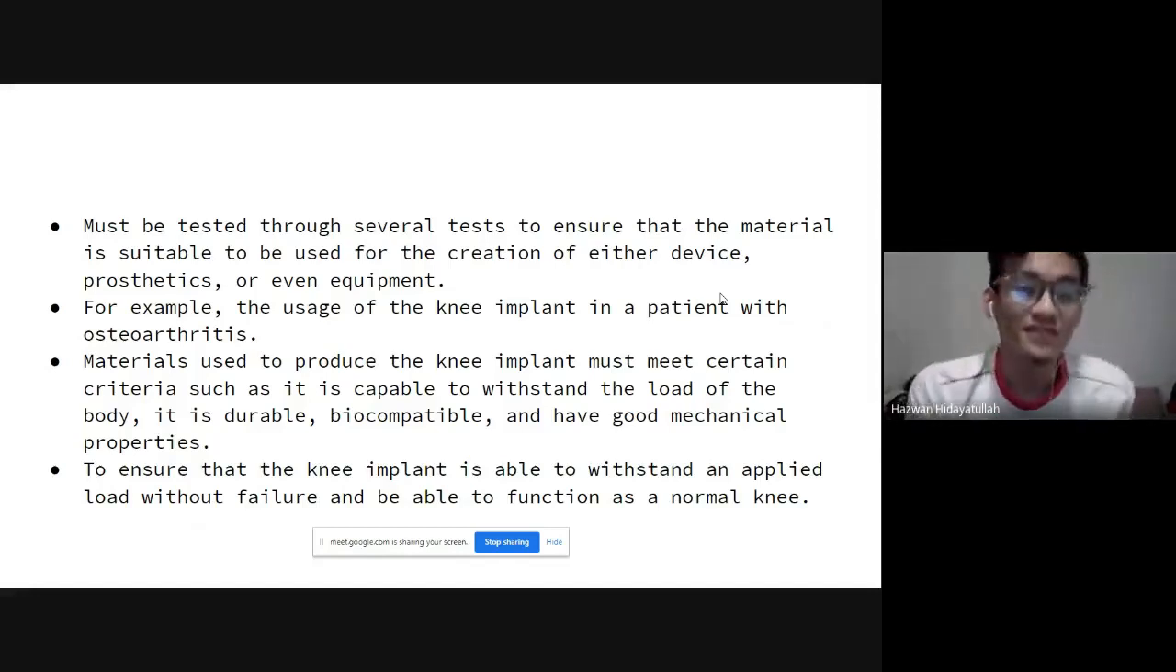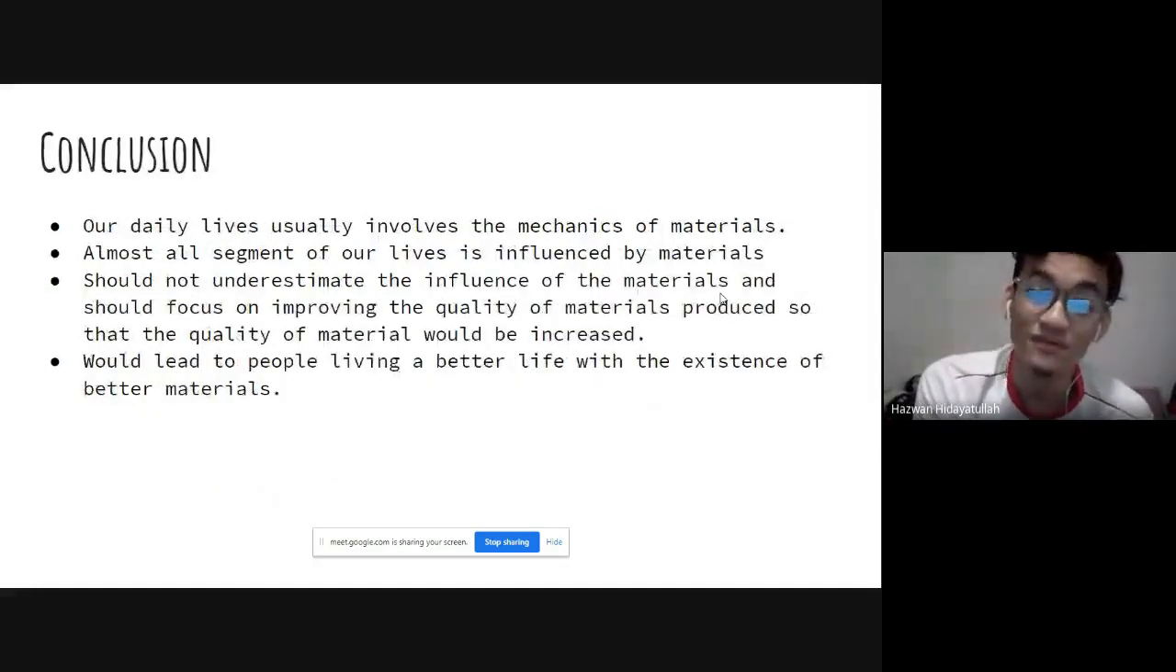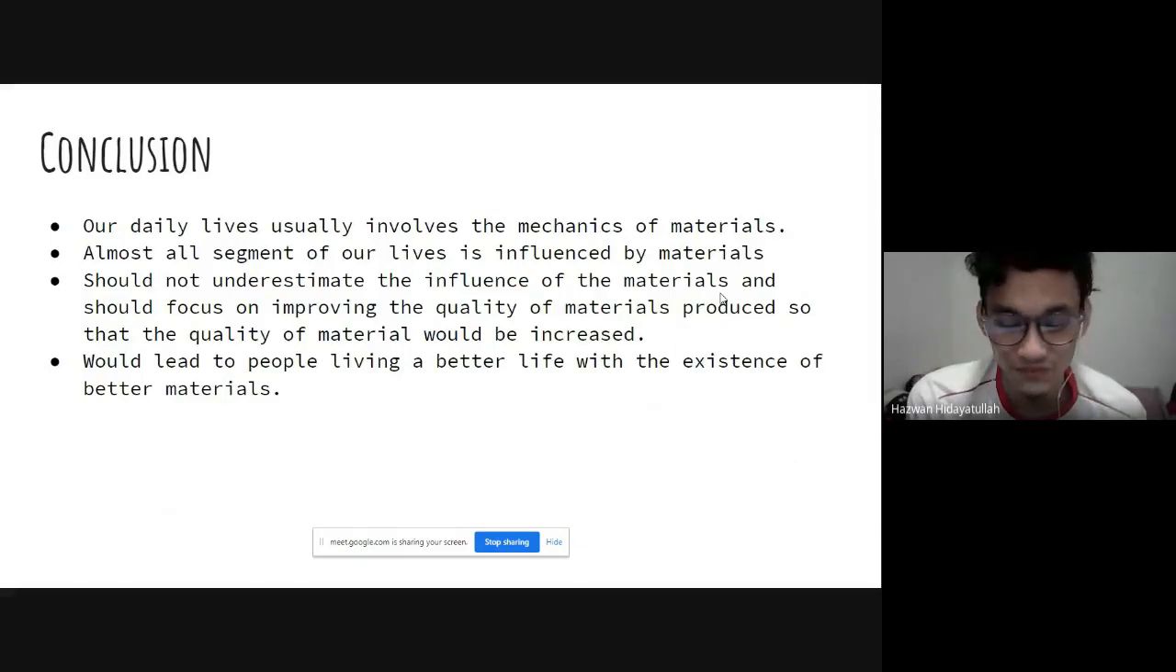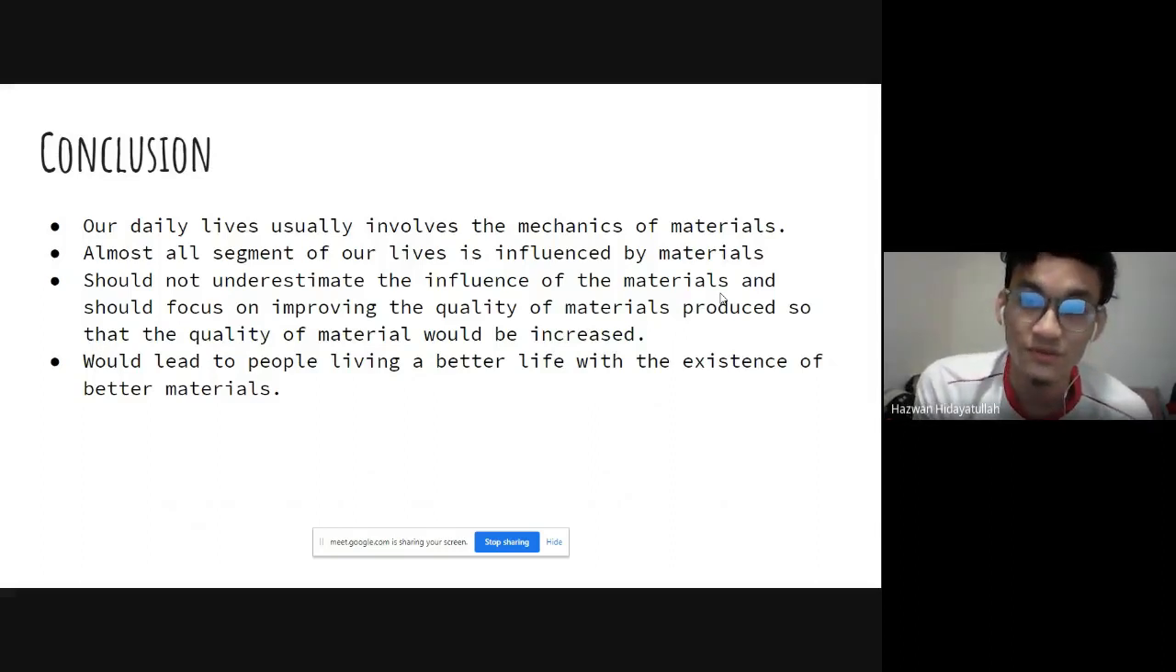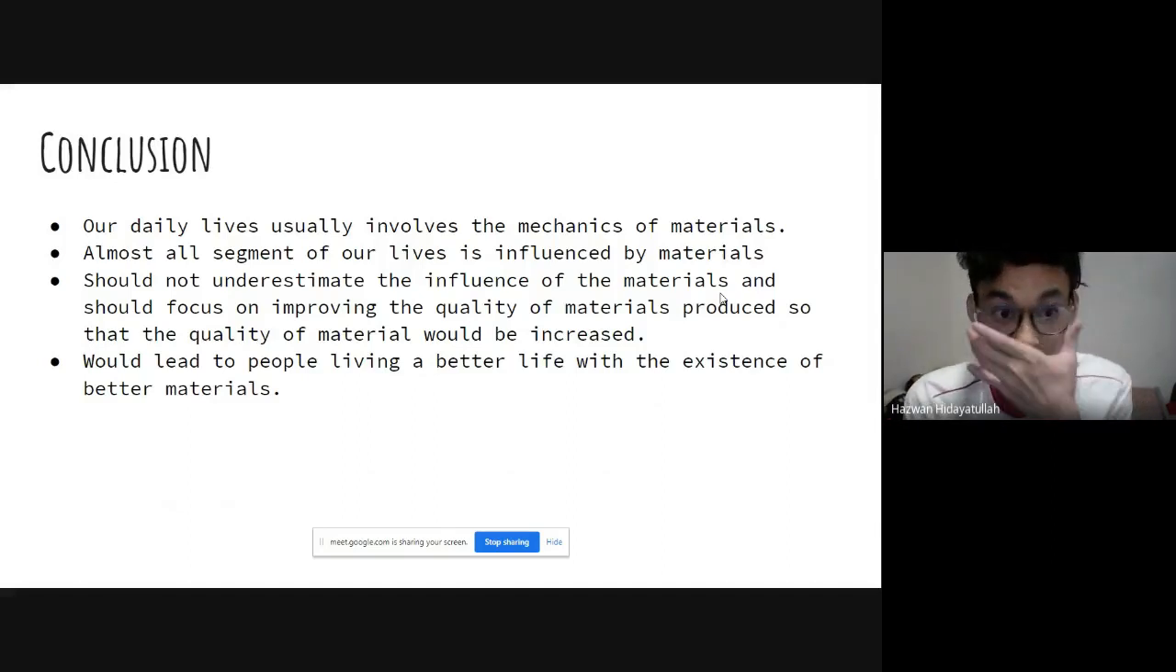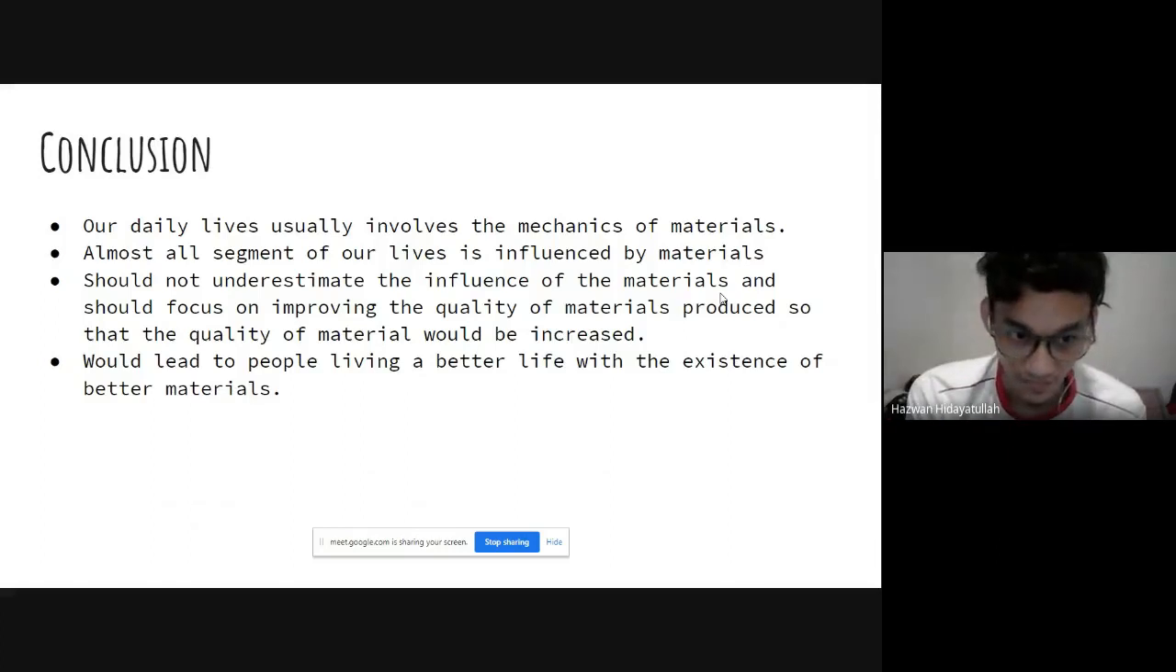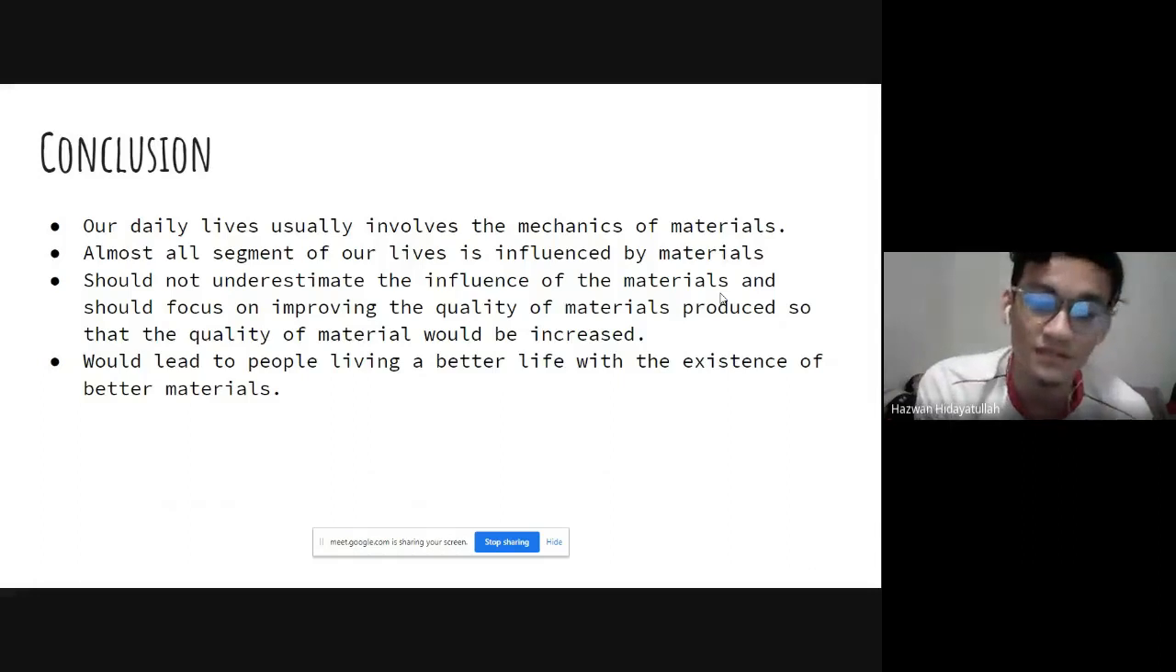Okay, lastly for conclusion, our daily life usually revolves around the mechanics of materials. Wherever we go, like when we open the door, at the hinge of the door there is some strain and stress, and almost all segments of our life are influenced by materials. We should not underestimate the influence of the material and should focus on improving the quality of materials produced so that the quality of material would be increased in the future. This would lead to people living a better life with the existence of better material.